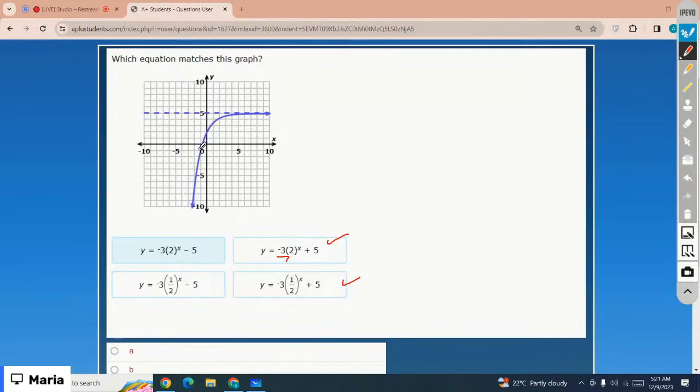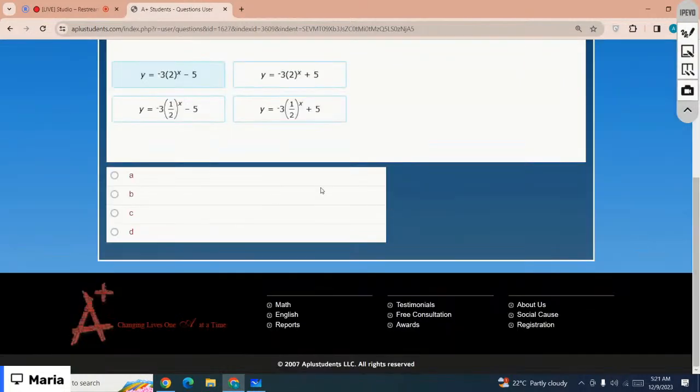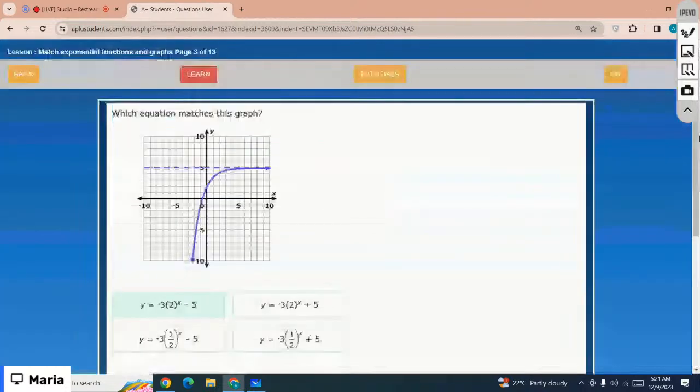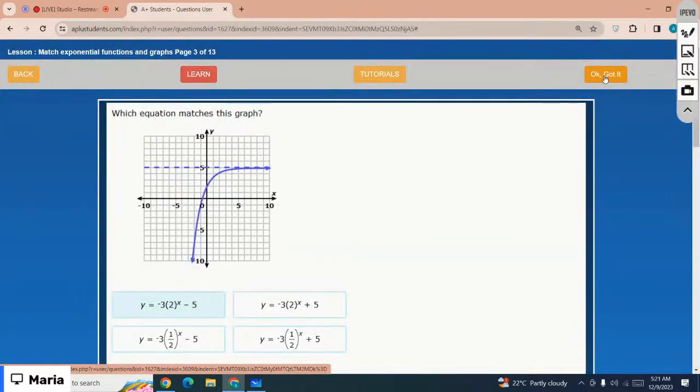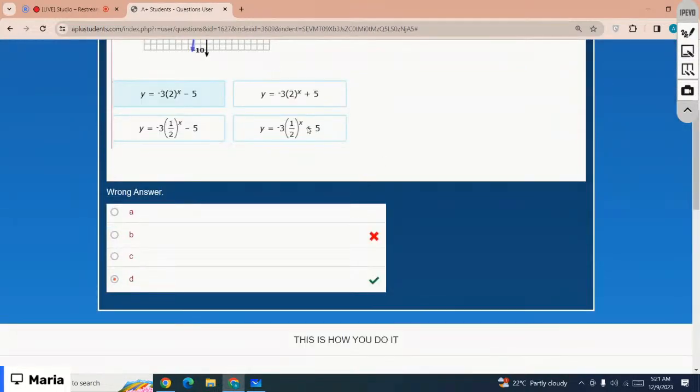As the graph is decreasing, the graph is reaching its maximum value. So the correct option is option A. No, B is the correct option, right? The correct option is B. D.